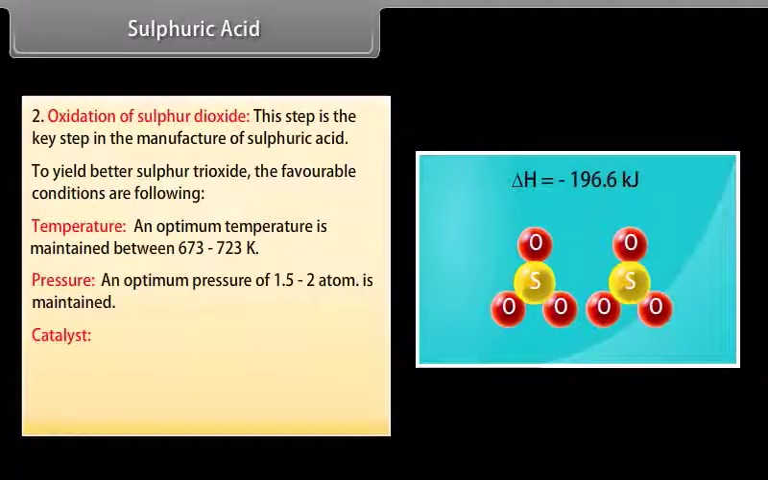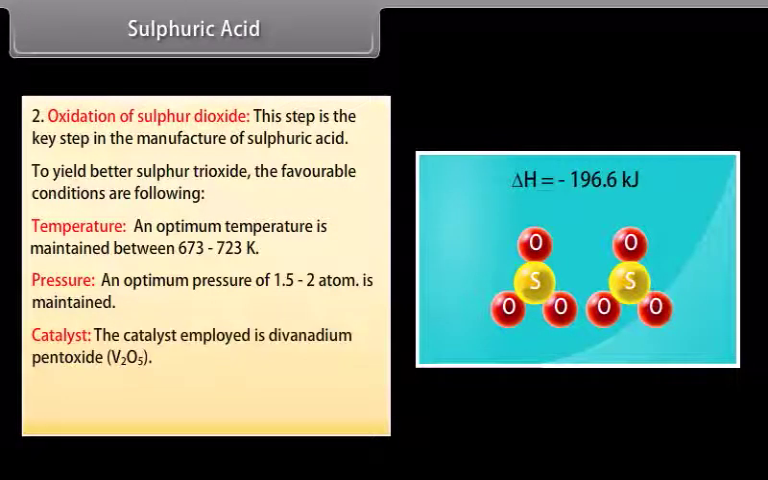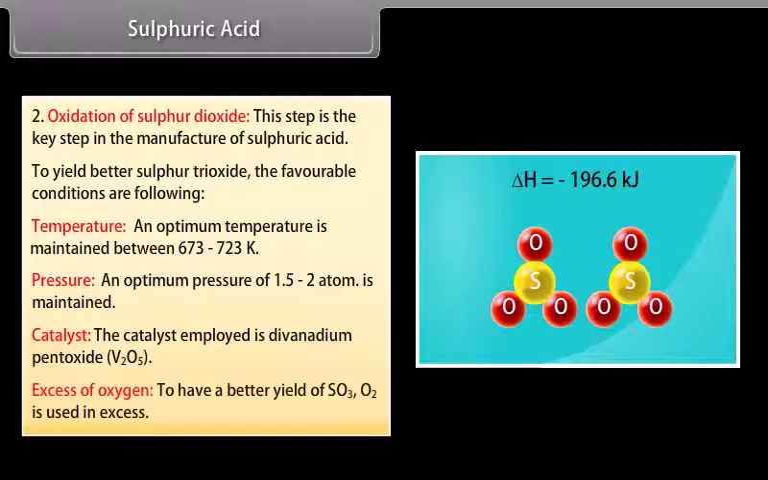Catalyst. At such a low temperature, the reaction is slow. The catalyst employed is divanadium pentoxide V2O5. Excess of oxygen. To have a better yield of SO3, O2 is used in excess.